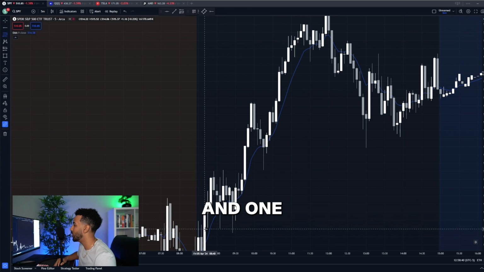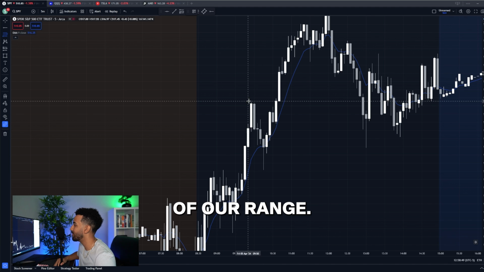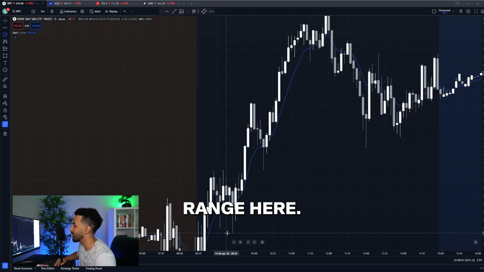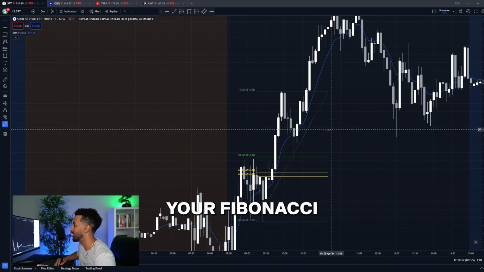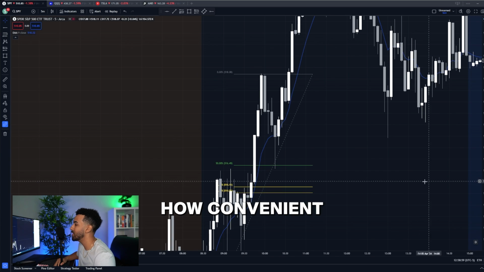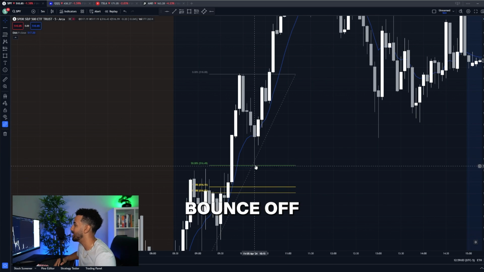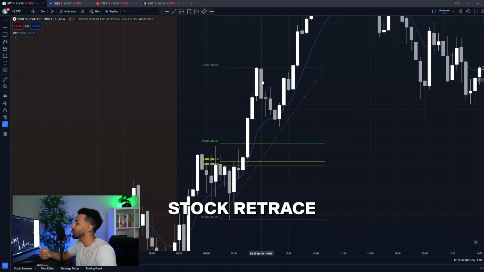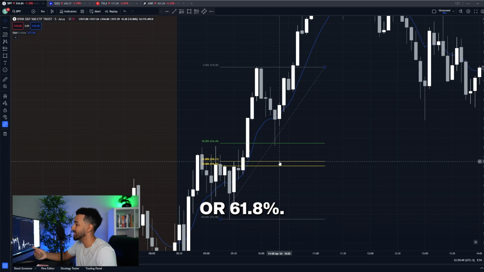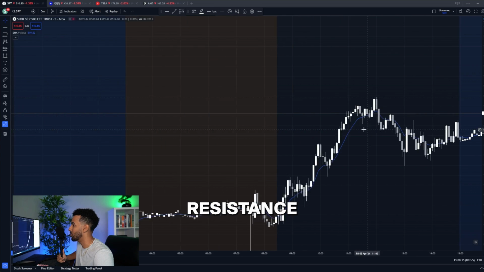depending on the risk that you have on that trade. And one last example for you, you can see right here, we have a lower low. So we have our top of our range and we have the bottom of our range here. So we're gonna take the bottom of the range, go to the top of the range, and that's your Fibonacci area right there. And look how convenient it is. As soon as we come down to this 50%, we then bounce off of it. So all you have to do is set your Fibonacci levels and let the stock retrace back to your 50% or 61.8%. And for your target, you're always gonna wanna target the next key support or resistance level.